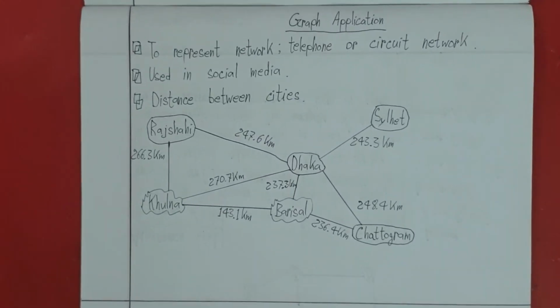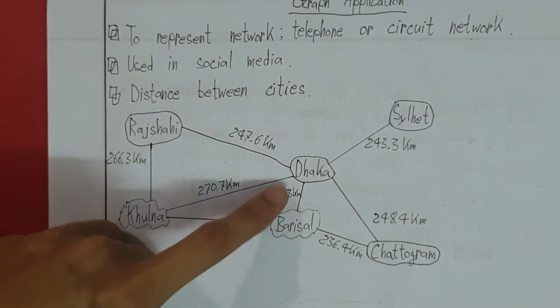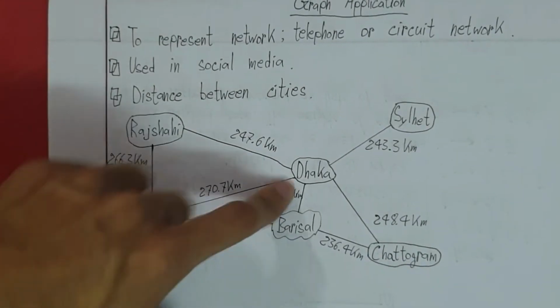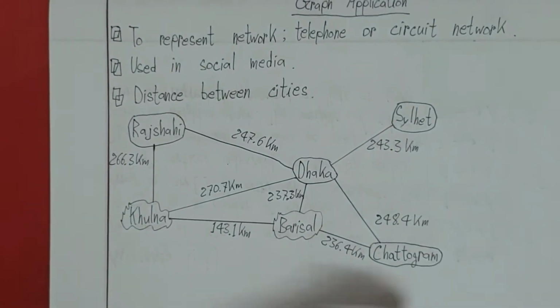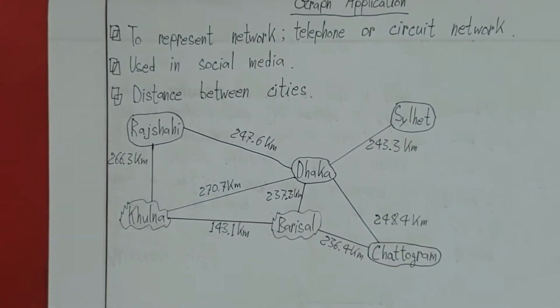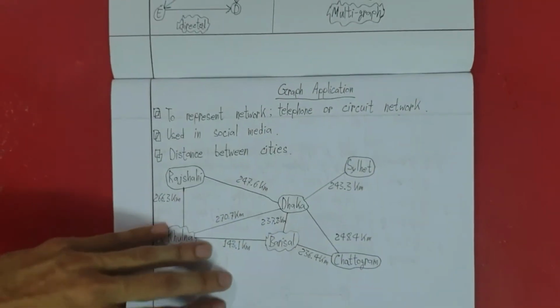We see here that in this graph there are distances. It represents the distance between the divisional cities of Bangladesh. In kilometers, you can see that the distance between Dhaka and Sylhet is 243.3 kilometers, and the distance between Dhaka and Chattogram is 248.4 kilometers. Okay, let's move on to the next topic.